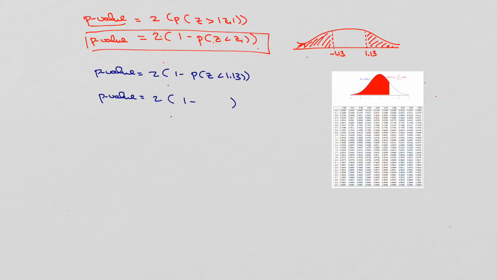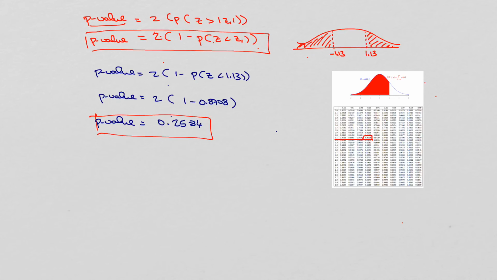So if we go to our tables, where's 1.13? And there's 1.1, and we go over to 1.13. So 0.8708. So if we put that into our calculators, what does that give us for our p-value? Well, it gives us 0.2584. So this is the first time now we have to interpret what this p-value actually means.